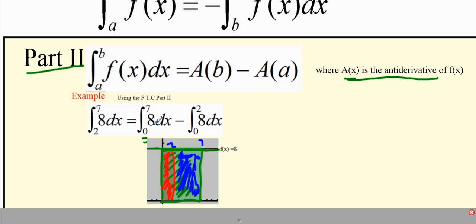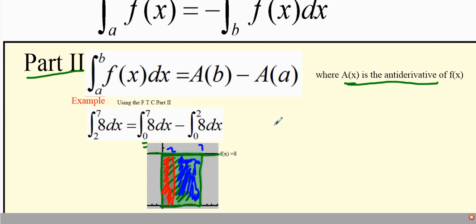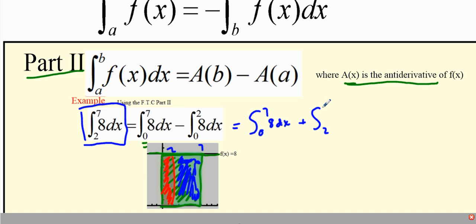Well, if you look at that, that does not equal that, but using what we know about our properties up here, I can actually rewrite this, the area of the larger minus the area of the smaller, and make it equivalent to this. What I'm going to do is take the integral from 0 to 7 of 8 dx, and I'm going to make this a plus, but if I change this to the opposite integral, I have to switch the limits of integration. So now this is going to be 2, 0 of 8 dx.